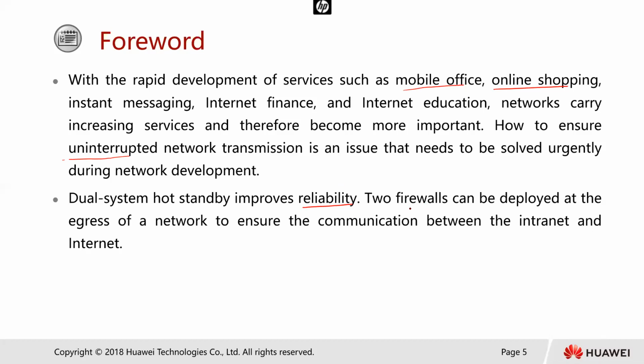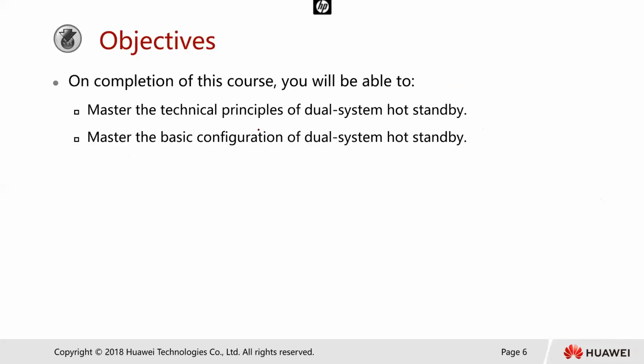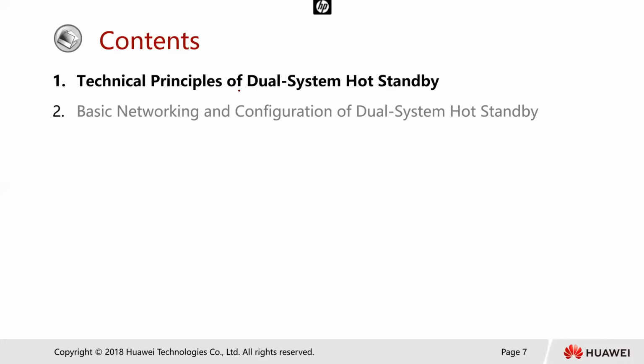Here we can use two firewalls deployed at the egress of a network to ensure that communications between the intranet and the internet are up and running. It ensures that there is communication and reliability, and this is what we are looking at today. Upon completion of this chapter of the course, you'll be able to master the technical principles of dual system hot standby, and also master the basic configuration of dual system hot standby. So let us look at the technical principles of dual system hot standby.